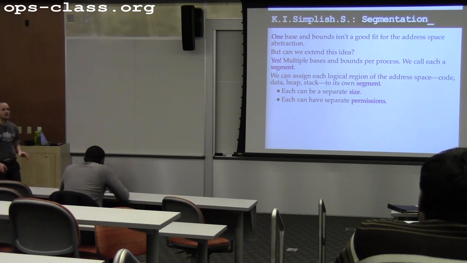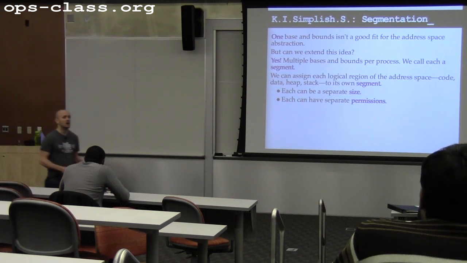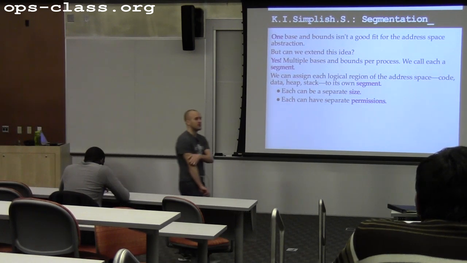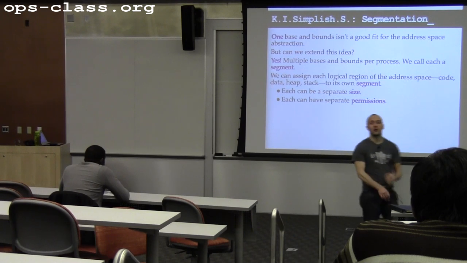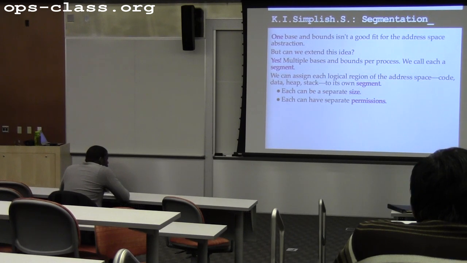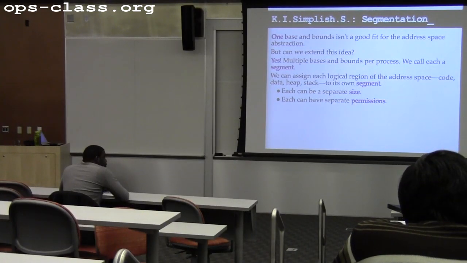The way that we extended this idea and made it fit our address space abstraction better was we introduced the idea of segments, or allowing a single user process to have multiple base and bounds, right? It's a pretty simple extension of the original base and bounds idea.